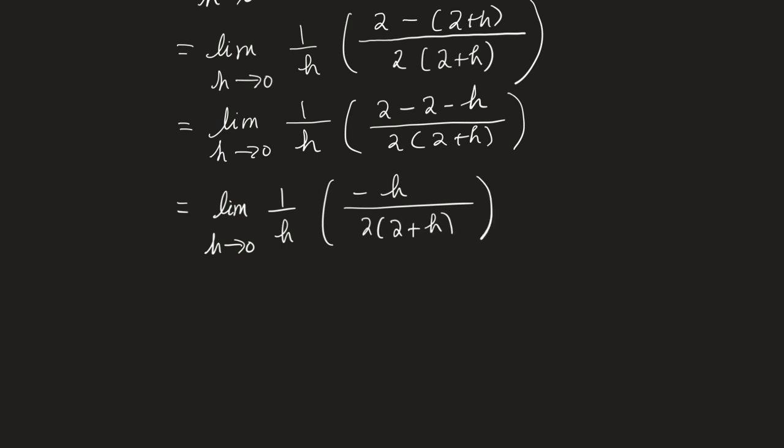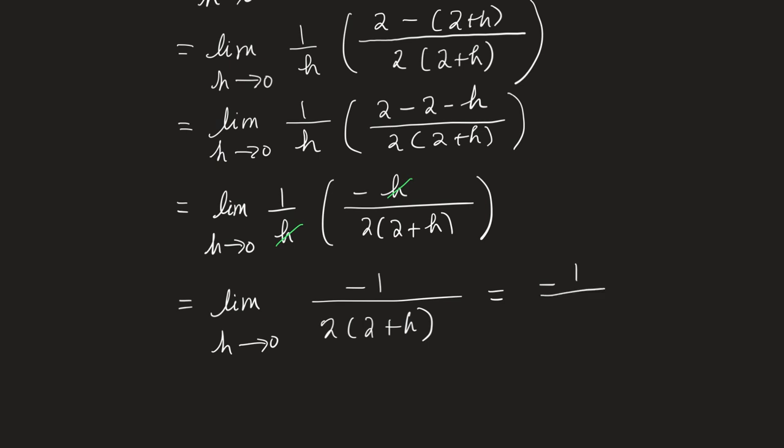And I can now cancel that common h. This becomes the limit as h tends to 0 of minus 1 over 2 times 2 plus h. And now this is no longer an indeterminate form, so I can evaluate the limit. So I plug in 0, and I get minus 1 over 2 times 2, which is minus 1/4.